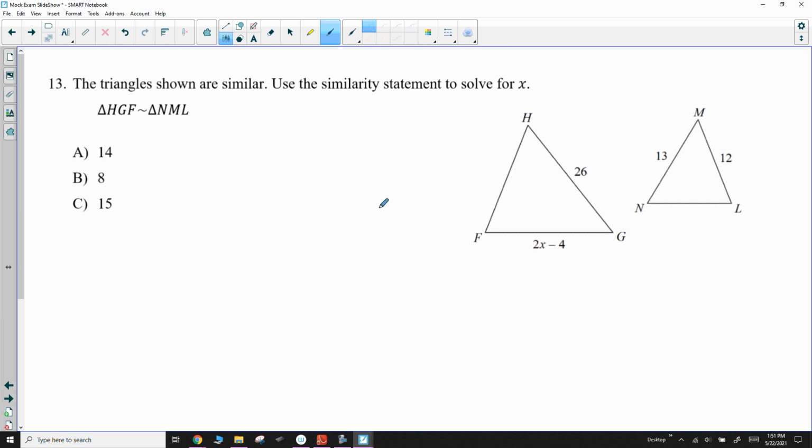The triangles shown are similar. Use the similarity statement to solve for x. We're just figuring out what x is. Okay, so in my estimation, this is the problem that is going to trip you up the most, just because you're going to be probably a little bit stubborn.